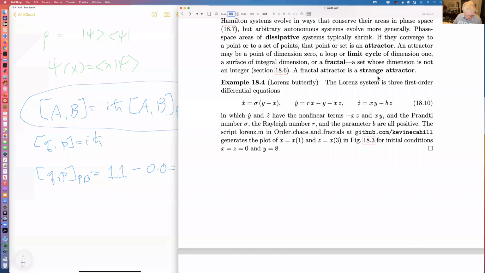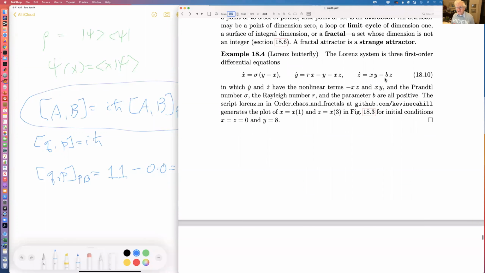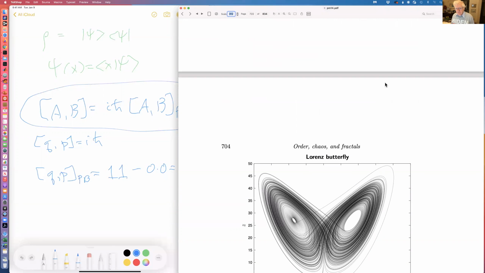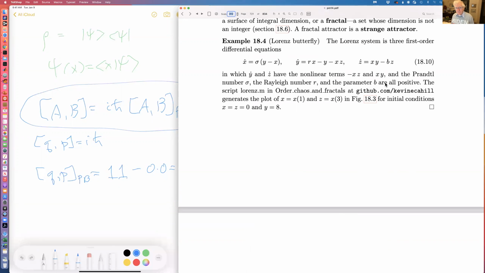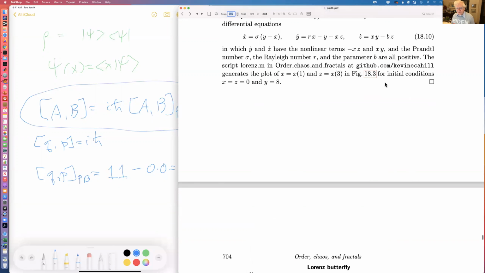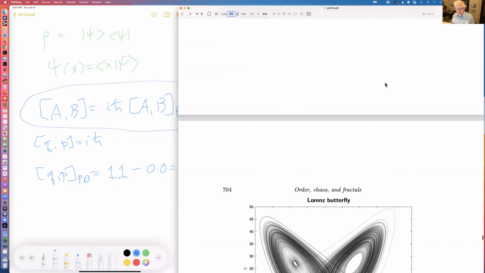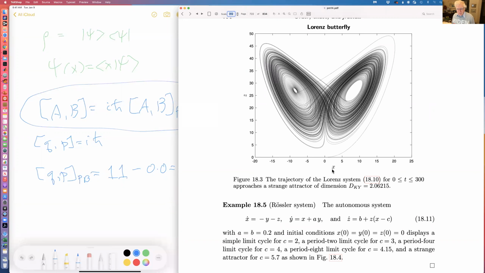So this choice of adjective was a superb choice to attract attention to the field of Hamilton mechanics. The Lorenz system is a simple system of three first-order differential equations, and it has just a remarkable behavior. It starts out and then gives you this butterfly system which approaches a strange attractor.